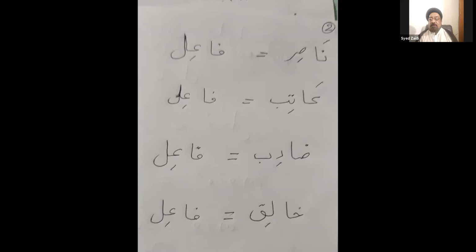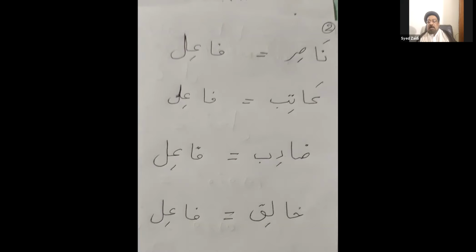It's very simple. Like for example, in the third line, if you see darib, which comes from the word darb. Now the word darb, like daraba, he hit, one male singular person hit somebody. Like for example, Zaid daraba Bakr, Zaid hit Bakr.